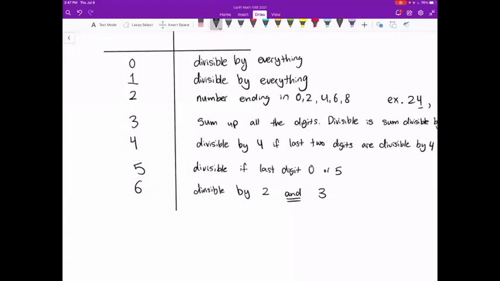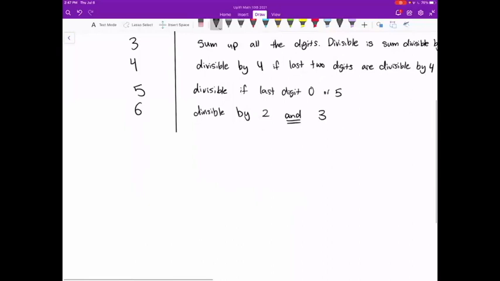So our next rule is for the number 7. This one's a little more complicated, so we will give a few more examples for this. The rule states that if the absolute value of the difference between the last digit doubled and the rest of the digits as a single number is divisible by 7, then the number is divisible by 7.